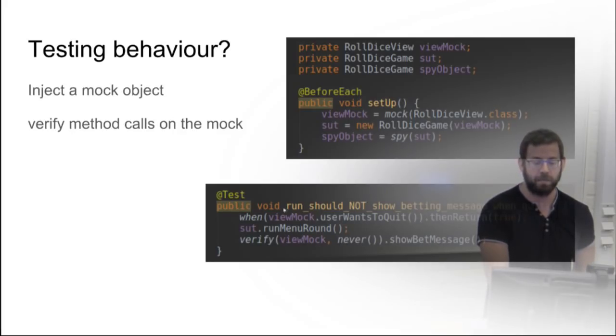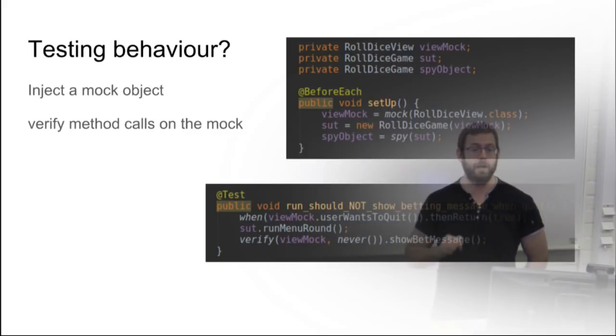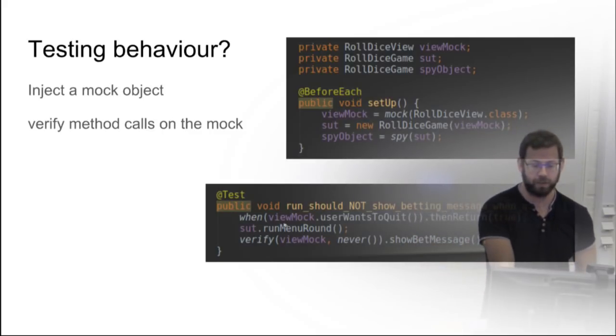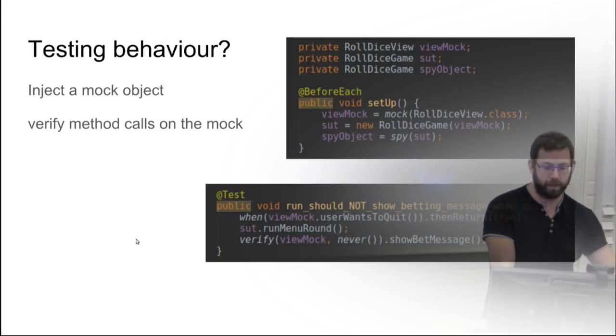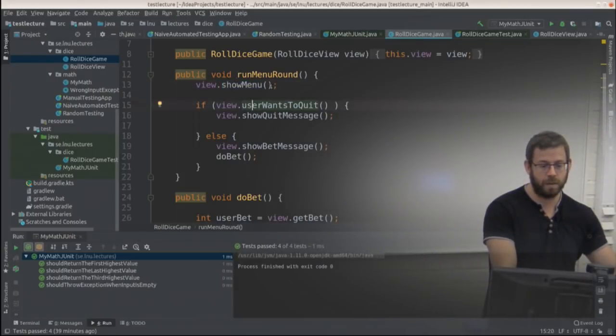That is the test. And you can see that I use another kind of syntax here for my test cases. Run should not show betting message when quit. So I configure the view so that the player actually presses the quit button. And I do that by this thing up here. And then I verify the behavior is correct. So do you remember the code? That this actually tests that this method is never called if this one returns true. That is the test case. So let's take a look at other tests of this method.